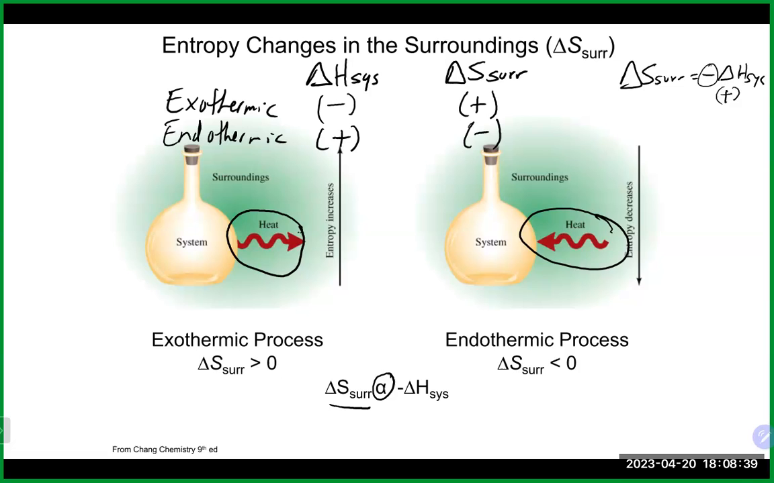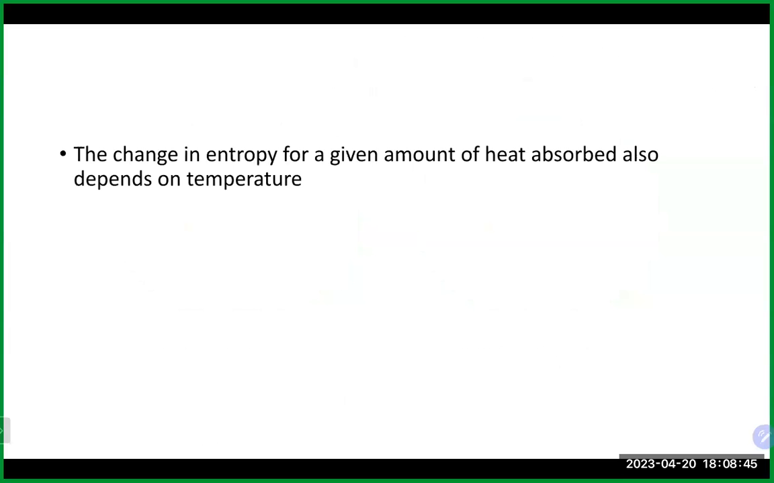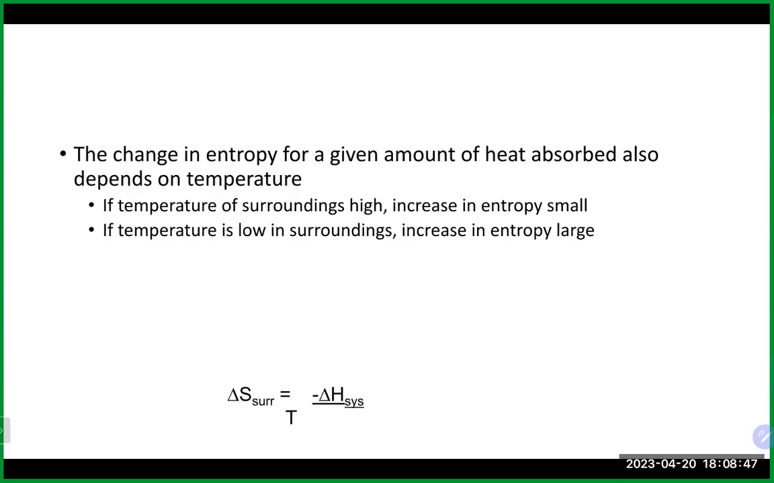So the temperature of the surroundings does play a role in the entropy change that we would see in the surroundings. If we had a higher temperature in the surroundings, the increase of entropy that would happen from, say, an exothermic reaction would not be all that much. And obviously, if we had a lower temperature in the surroundings, we would see a much larger effect on the entropy if we had an exothermic reaction happening.